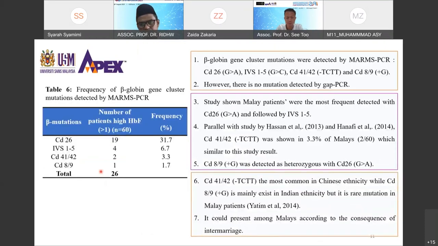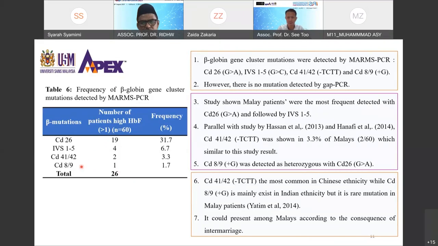Okay, the next slide shows the frequency of beta globin gene cluster mutations by ARMS PCR. Basically, the mutation CD26 is high in the number of patients, which is 19 patients, followed by IVS1-5, CD41/42, and CD89. There is no mutation detected by the gap PCR. This study shows the most frequently detected are CD26 and IVS1-5 in Malay patients.